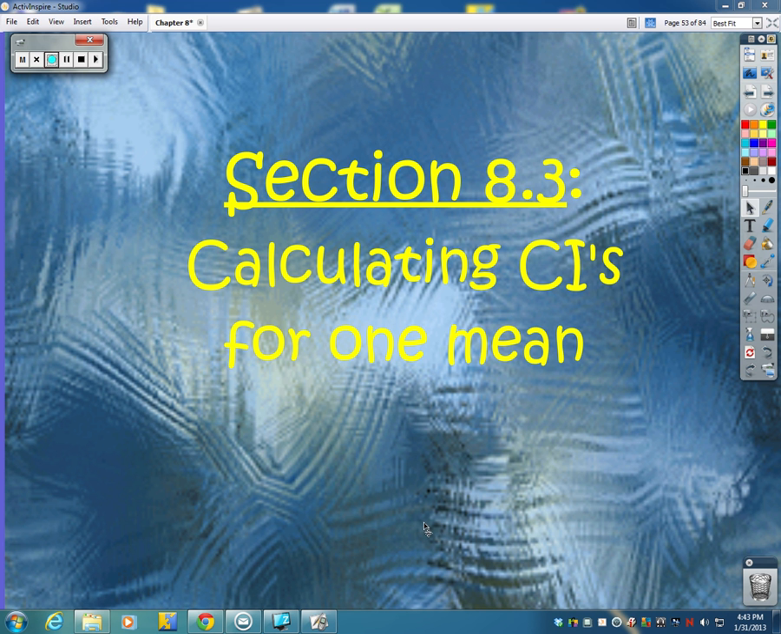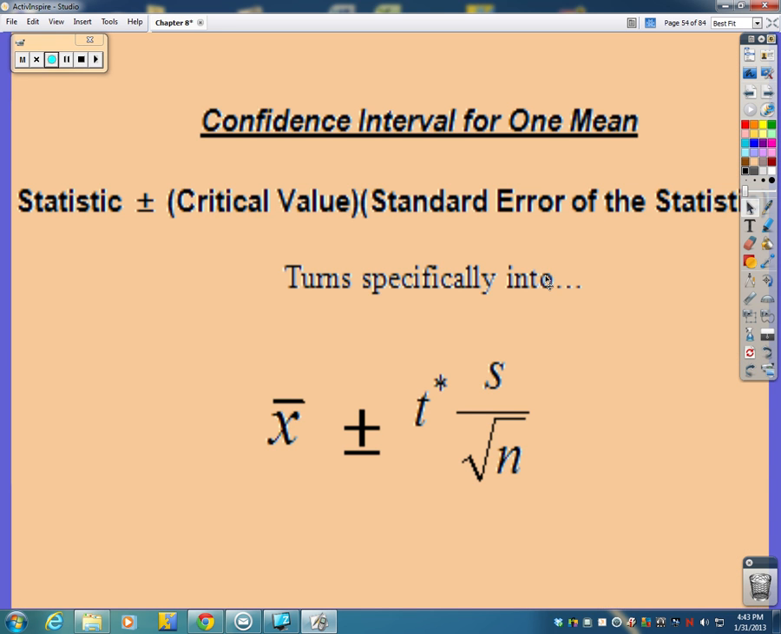All right, video 7, calculating confidence intervals for one mean. So really, most of the chapter we've been doing proportion level problems and calculating a confidence interval for a proportion. But now we're going to start working on some mean level problems here.